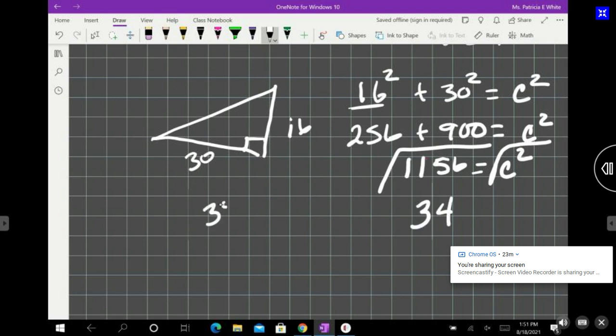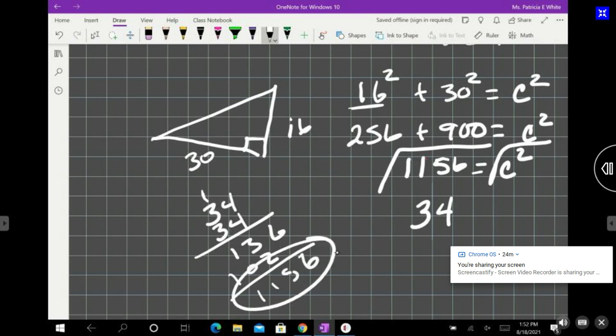Let's test that. 34 times 34. I get 1156. Does that play out? So c is equal to 34.